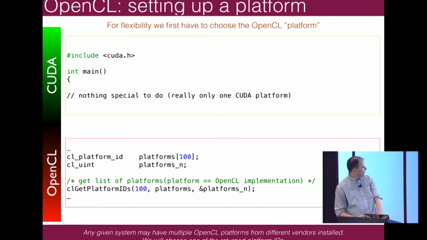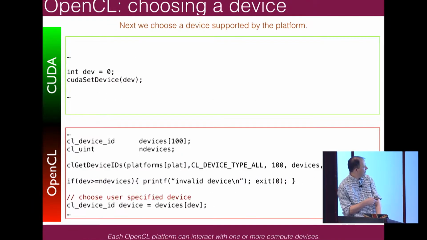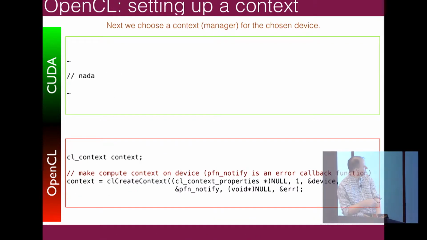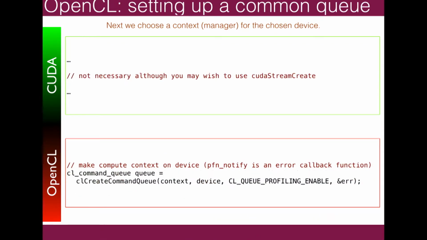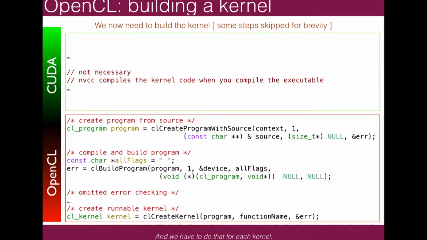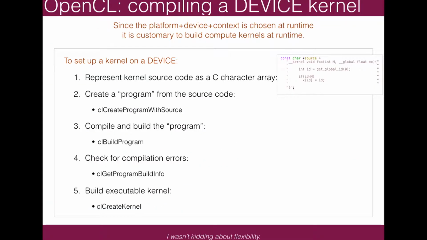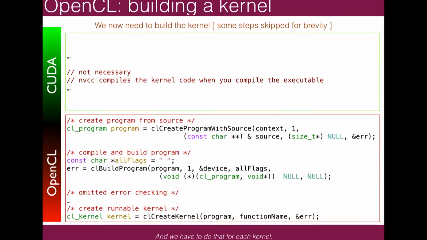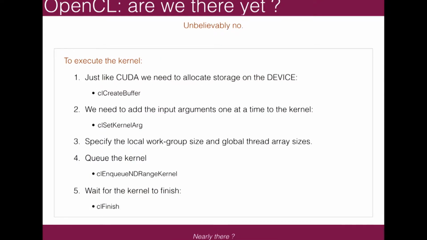So you can look at what you have to do extra in OpenCL. You have to get a list of platforms, choose the device, create a manager for the device, create a queue for the device. You've got to create a program resource, build the program, check to see if there are any errors when you build the program, and then create the kernel, which is an executable version of the program.